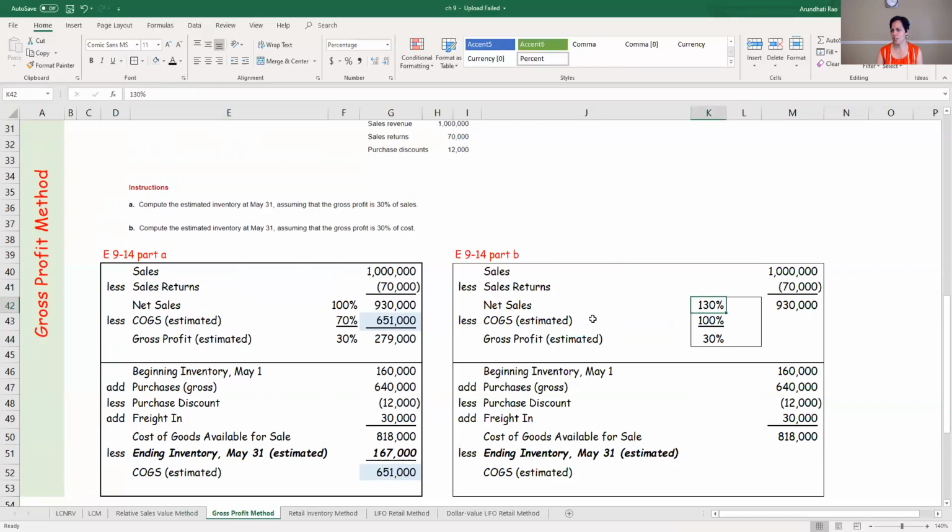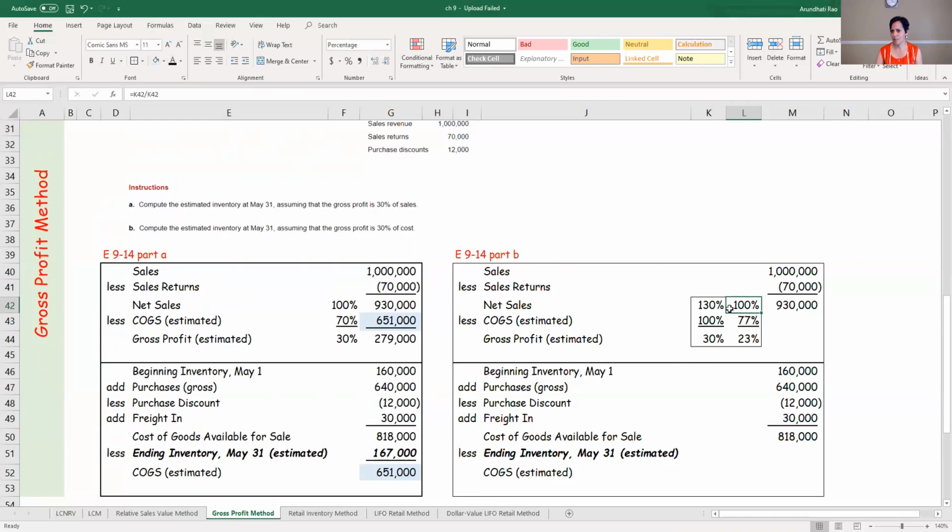So how do I change this to be 100%? Any number divided by itself will give you 1, which is 100%. So 130 divided by 130 will give me the 100% I desire. Now I need to do the same across the board. That's a simple rule in arithmetic. So 100 divided by 130 will give me 77, and 30 divided by 130 will give me 23. So all of these numbers were divided by 130 in order to make the sales number 100.